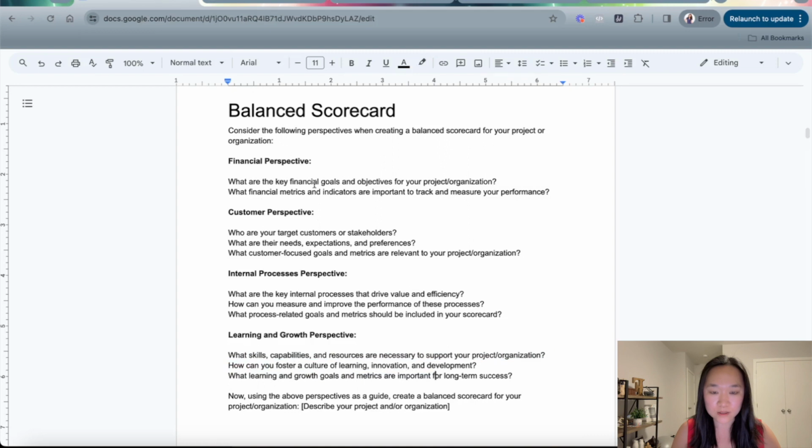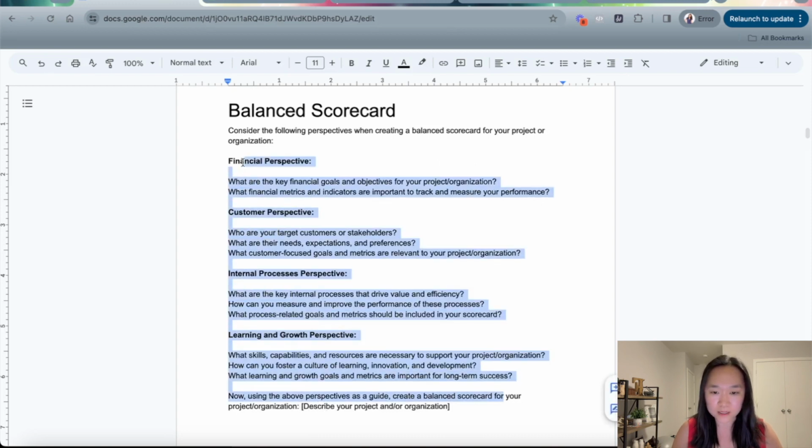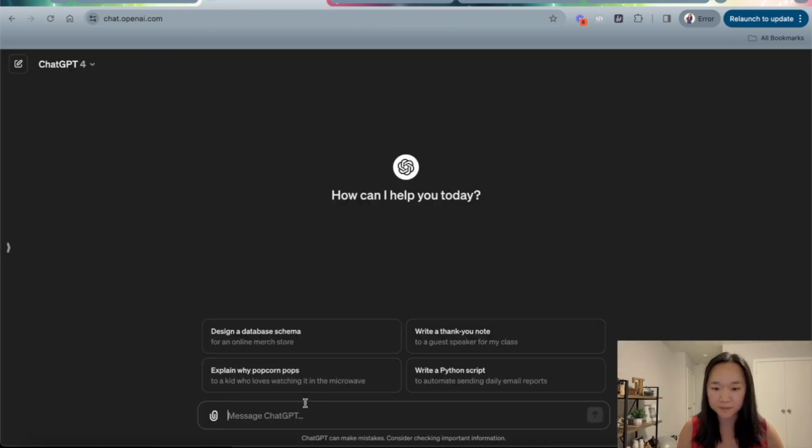And so now we gave ChatGPT the structure here. So we gave it four sections with specific instructions of what to consider in each of these four sections. And then lastly, we're just going to give it the action we wanted to take, which is taking this structure that we just presented to you, create a balanced scorecard for enter in your project or organization. So let me copy this prompt right over here. And now let's dive right into ChatGPT.